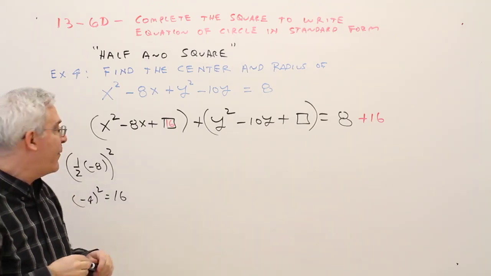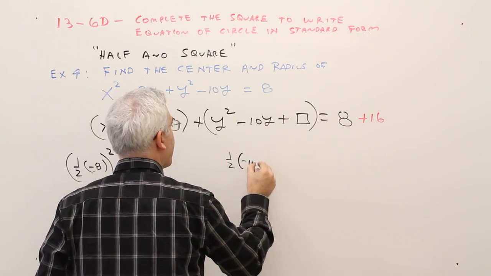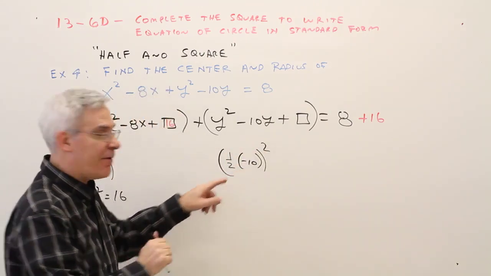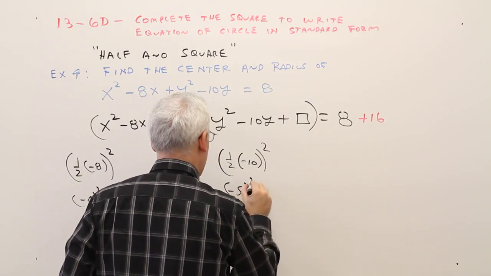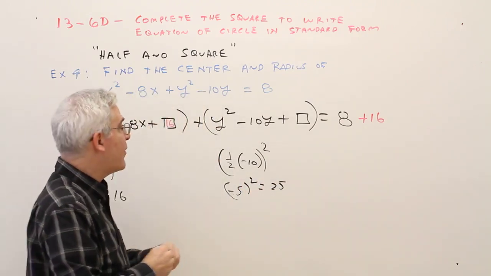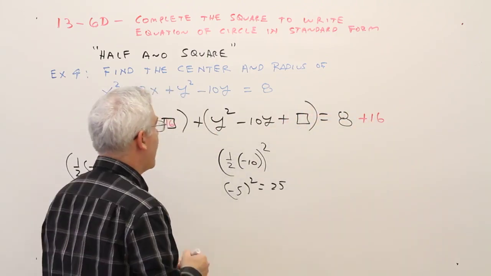Okay, I'll do half and square over here as well. 1/2 times negative 10 squared. So it's going to be negative 5 squared, which would be 25. So what I'm going to do is add 25 to the left side and add 25 to the right side.